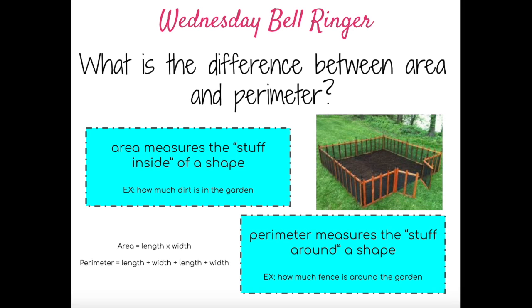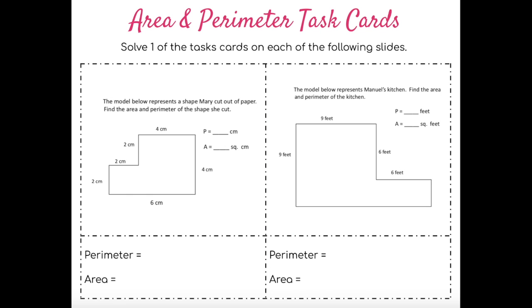You could have also put their formulas. Area is length times width, and perimeter is length plus width plus length plus width until you run out of lengths and widths and you have all sides accounted for. Area and perimeter task cards was your next activity. I'm going to be going over 3 examples with you today.